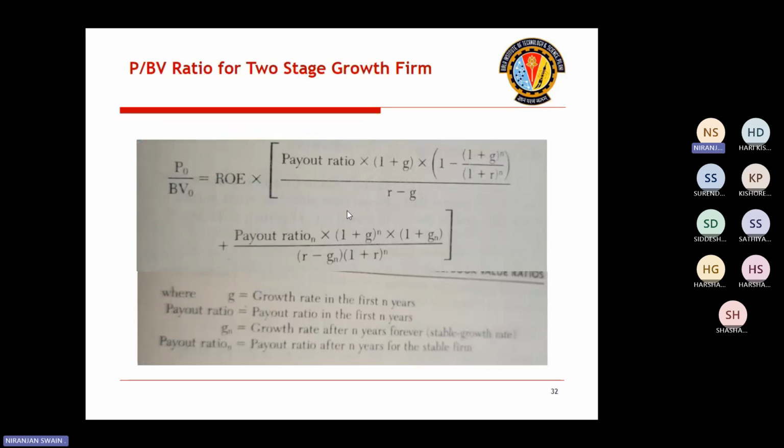Now, these are two stages. These are the two-stage price to book value. Return on equity into payout ratio into 1 plus G, times 1 minus the quantity (1 plus G) to the power n divided by (1 plus R) to the power n, plus the stable growth period term. Here G is the growth rate in the first n years, and the payout ratio is for the first n years. GN is the growth rate after the high growth period, and the payout ratio after the high growth period is for the stable part. And this is the formula for the two-stage growth. In price multiples there are no three stages, mostly two stages.